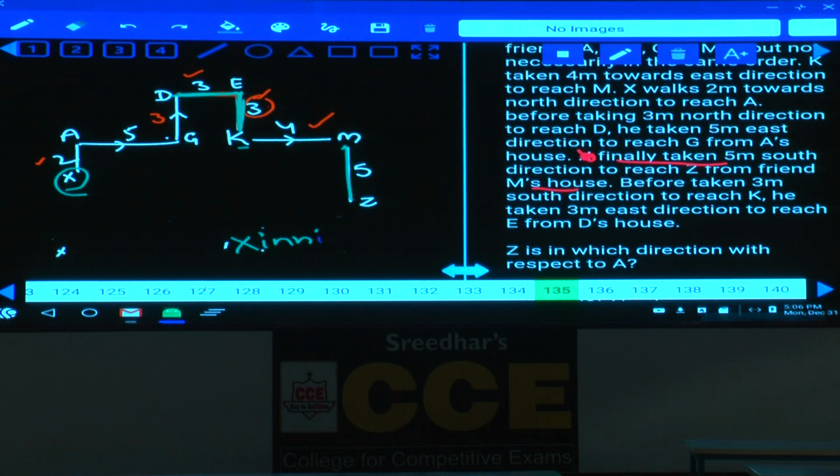Now that X and Ginny are different to each other. And this is about question numbers 135 onwards. Next one. Now this is about question numbers 135 to 138. Then 139 and 140. Now in this question number 139.